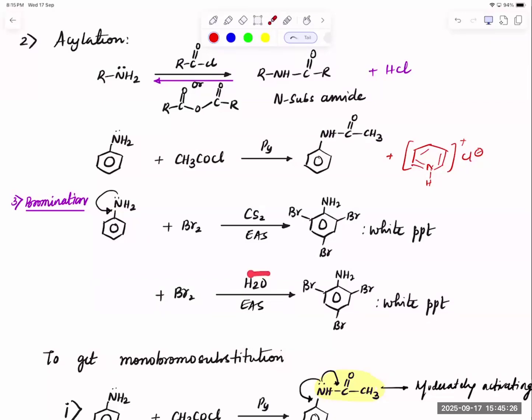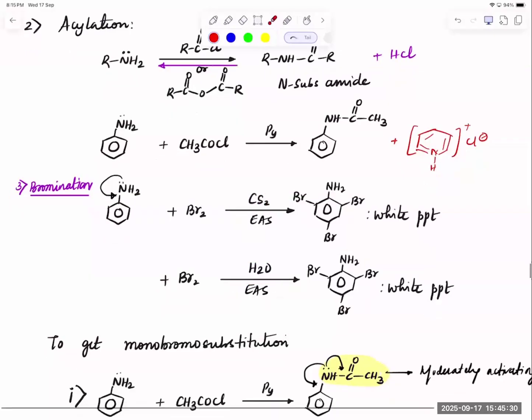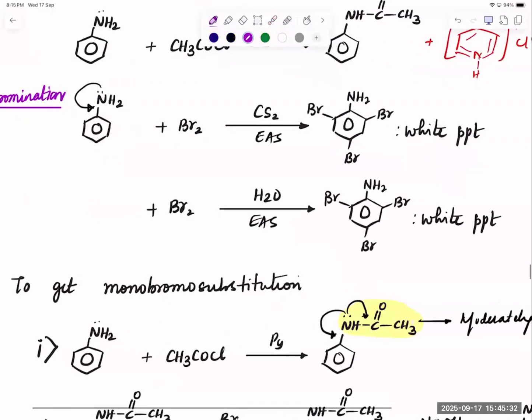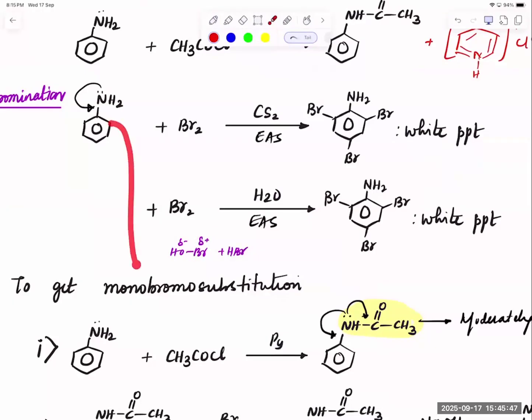Now, if you take water instead of CS2, it will be even faster. The reason is that bromine in water will become HOBr, which has delta positive and delta negative, plus HBr. So this brings a lot of Br plus, which is the electrophilic part. So the attack would happen even more easily if the aqueous solution is present. And here also you will see a white precipitate forming.